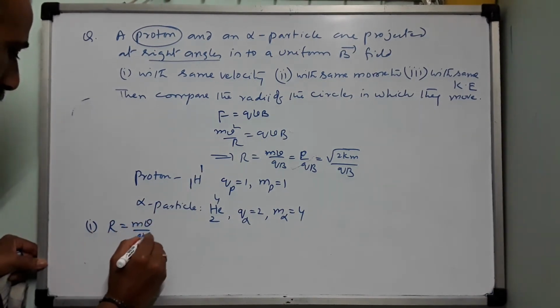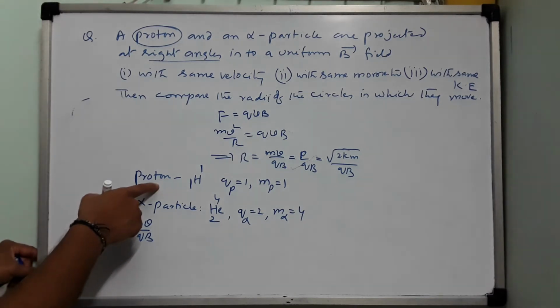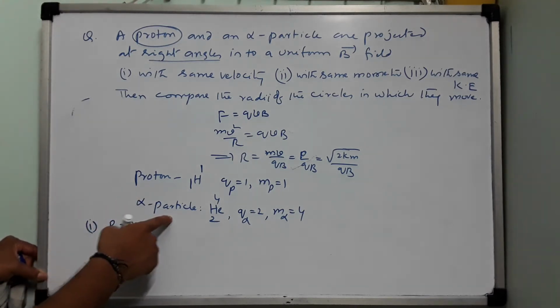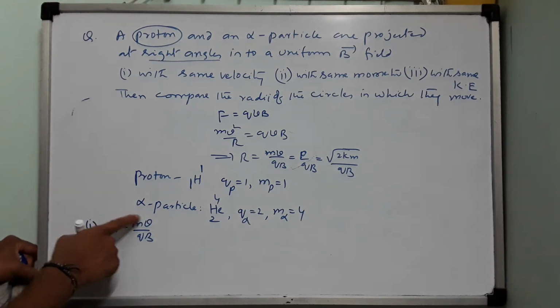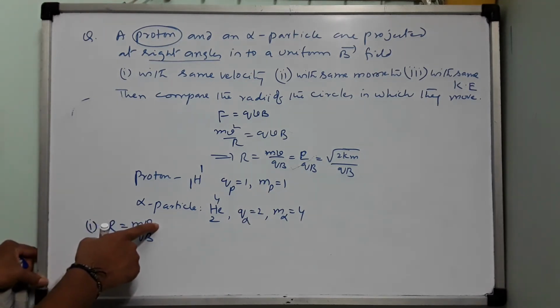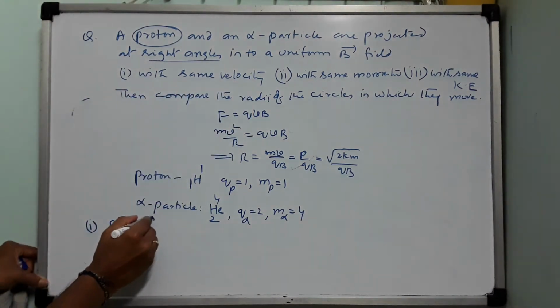mv by qB. What is m? Mass of the charged particle. What are the particles? Proton and alpha particle. Do they have the same mass? No. They have different masses. This is a variable. What is v? Velocity of the charged particle. What is given first? They are fired with the same velocity. So v is going to be a constant.